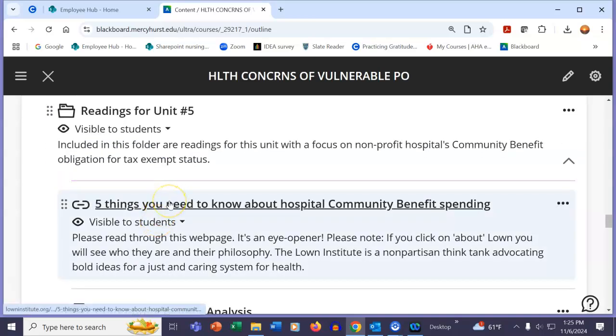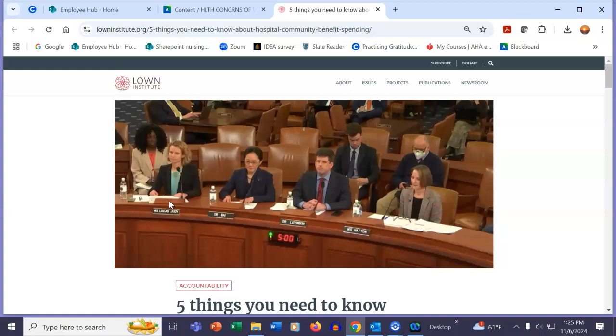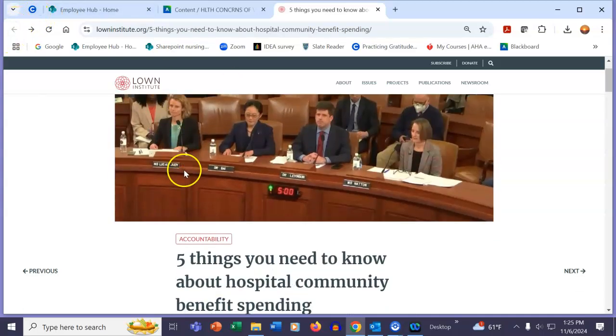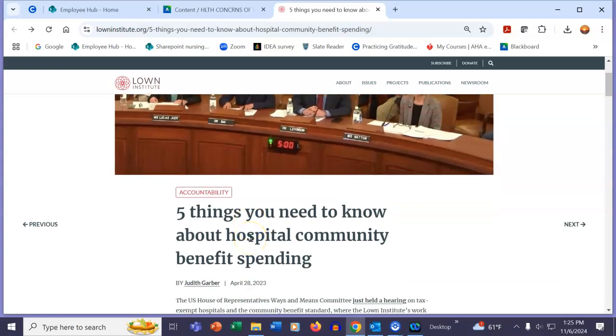The first thing we're going to look at is the Lown Institute. Now, if you click on About the Lown Institute, you're going to see it's a nonpartisan think tank which advocates for bold ideas for a just and caring system of health. So you can see they're not in it for any financial recuperation. It's a think tank, which is pretty neat. So we're going to look at the first thing that they have here, which is really an eye-opener.